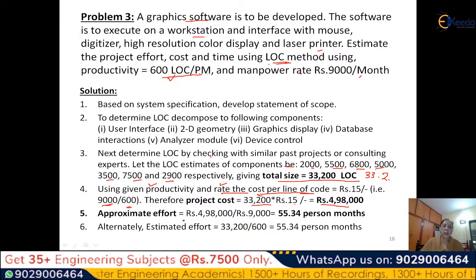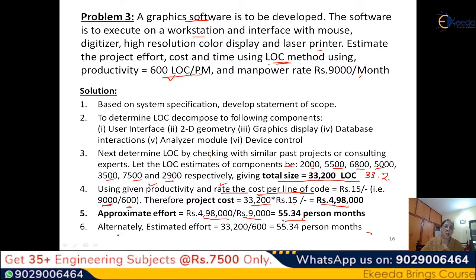And similarly, you can get the approximate effort by again taking the cost. You have derived the cost and you can divide it by the cost per month. So if you divide the cost by cost per month, what you get is months. So you get 55.34 months. This is the effort. So what we were asked to determine is the estimate. So we have estimated the cost and we have estimated the person months.